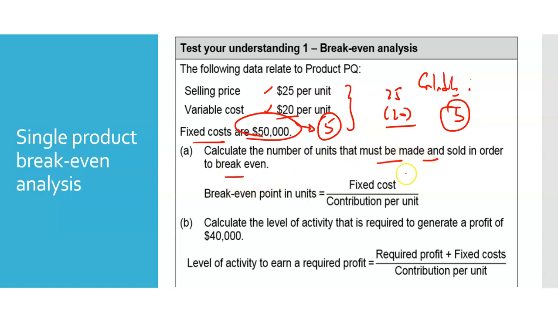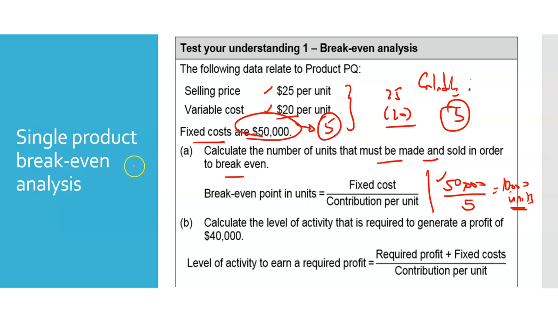So I am definitely with this. I mean, this is not a formula, it's just a representation of what is going on. Right? So you have 50,000 to cover at £5, if you like, a unit, and that is 10,000 units. And that's what you have right there. So sell 10,000 units and you will cover these fixed costs.